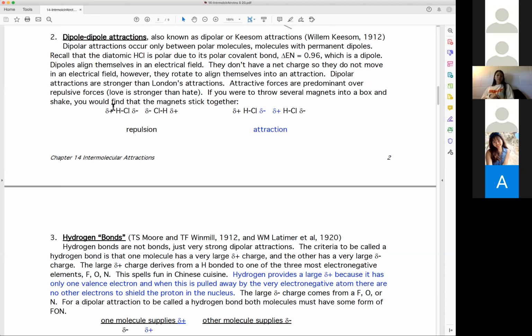So here's the dipole in one. Here's the dipole in another one. Notice that this would be repulsion. However, if I flip this one around, then I see that partial negatives are lined up with partial positive. Now that becomes an attractive force. So repulsion and attraction are both possible. But which one is stronger? You could consider this love and this hate. So what is stronger, love or hate?